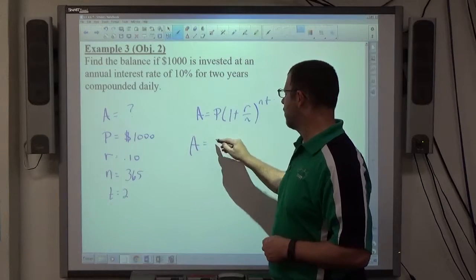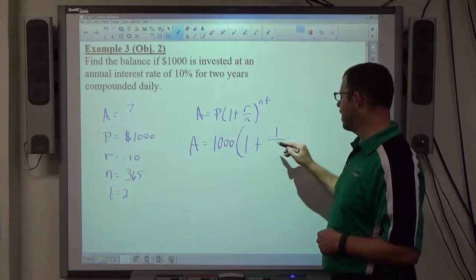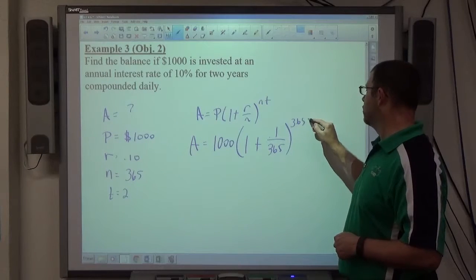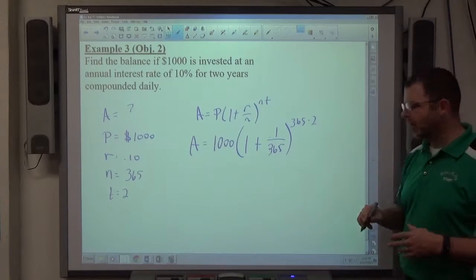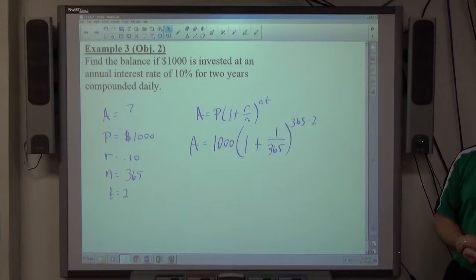Again, our formula is P times 1 plus R over N to the NT power. And if I substitute all the numbers I know, 1,000 goes in for P, 1 is 1, R is 0.1 divided by 365. We're taking that to the 365 times 2 power, which I've already told you is 730. Let's just say we didn't know it was 730. Let's say it was like 365 times 13, maybe we're leaving it for 13 years.